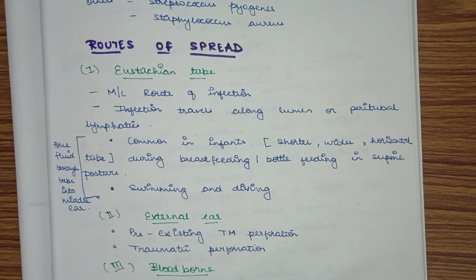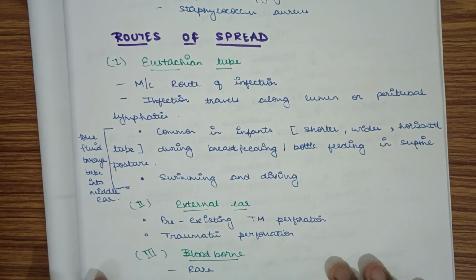So it is most common in infants because they have a shorter, wider and horizontal eustachian tube, especially during breastfeeding or bottle feeding in supine posture. It is also seen in swimming and diving. So in these cases, there is a force. The fluid is forced through the eustachian tube into the middle ear, leading to infection of the middle ear.